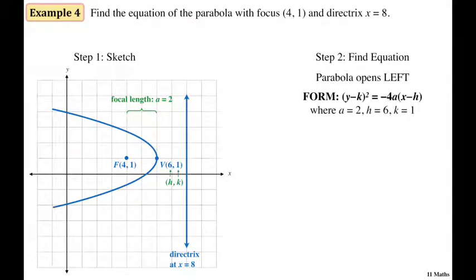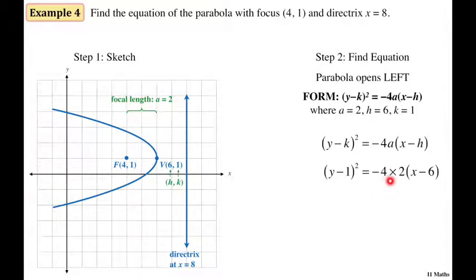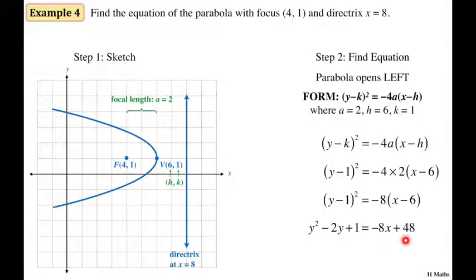Remember, because it opens to the left, y squared equals minus 4ax, but we've got the k and the h to go with our terms. There's our formula. We can plug in our a, h and k. We can tidy it up because we know the minus 4 times 2 gives minus 8. Expand our brackets. Y squared, times the 2 together and double it gives minus 2y plus 1. Expand our bracket out, minus 8x plus 48. Let's now plus 8x to both sides and minus 48. 1 take 48 gives minus 47, and there is our answer.